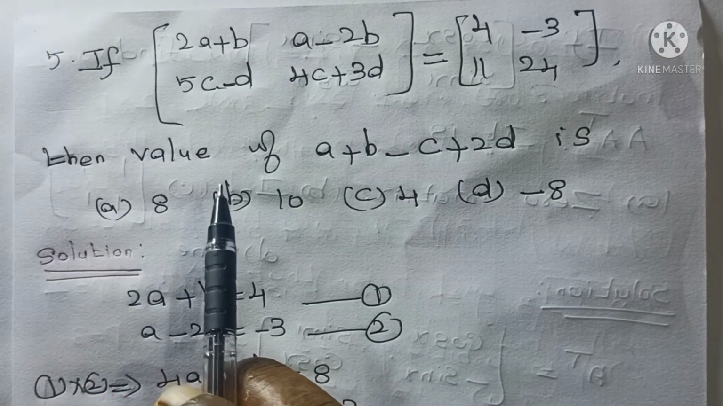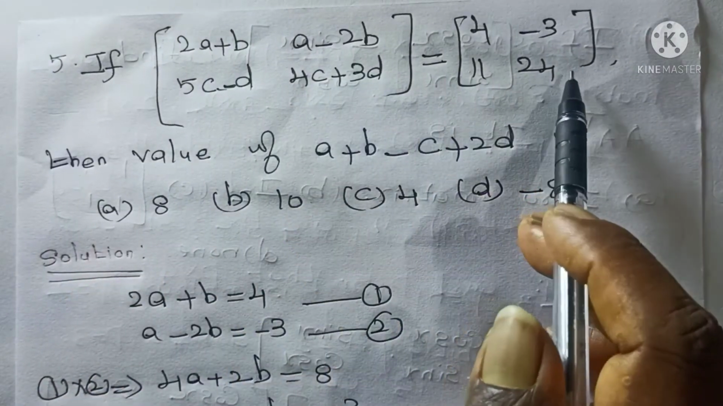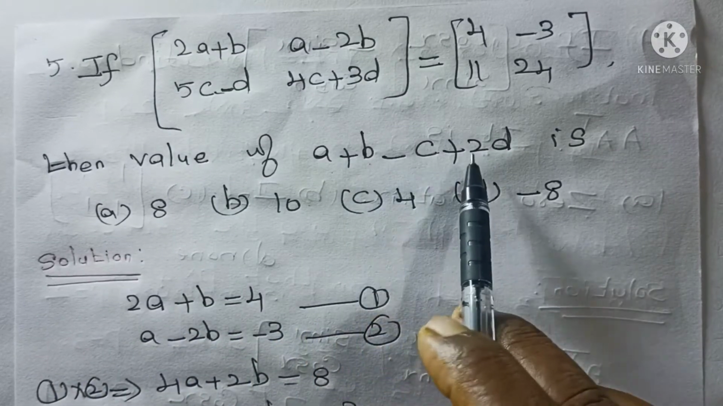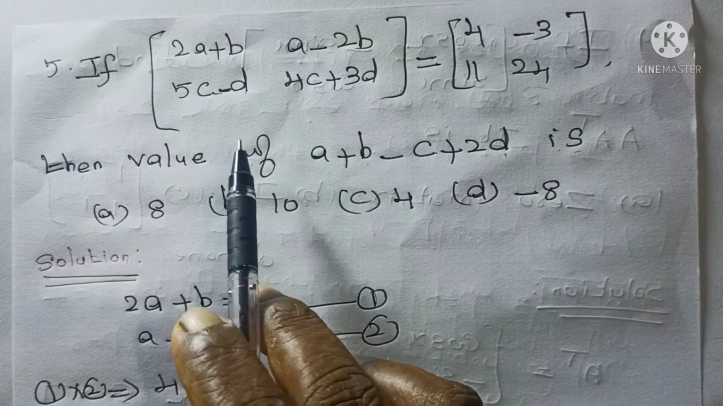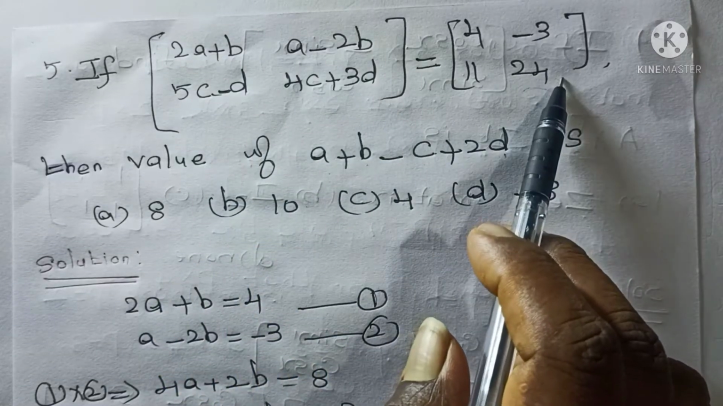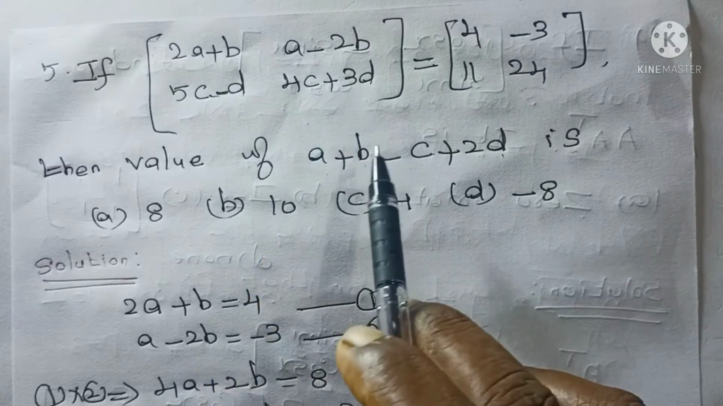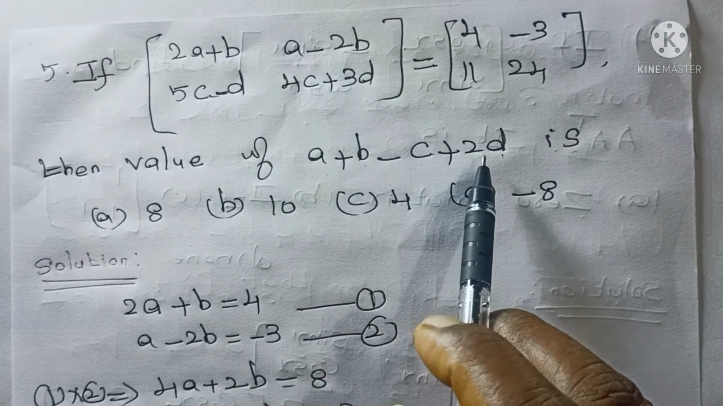Next move on to fifth question. If this is equal to this one, then the value of A plus B minus C plus 2D is dash. Here they have given one equation. From this you have to find A, B, C and D. Then you can find this one easily.